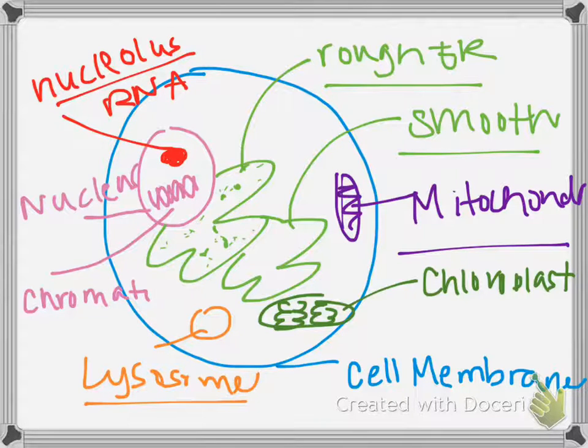Okay, what if this cell had cilia on it? For movement, right? Or I feel like the test always says locomotion, which means movement.